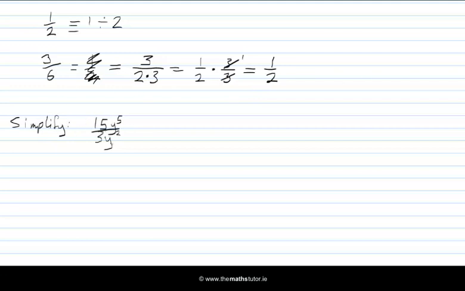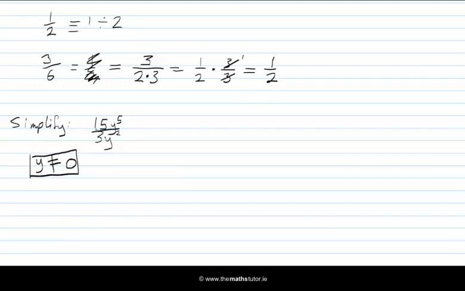Let's say we're given this example then, 15y to the 5th power divided by 3y squared. Now first of all, just remember, because fractions are essentially a division operation, y does not equal 0. Very important, you can never ever divide by 0.